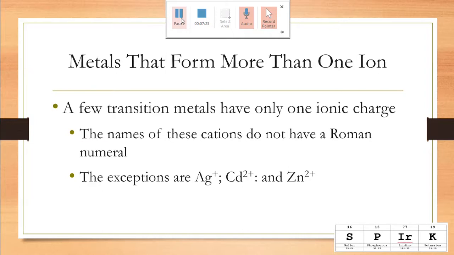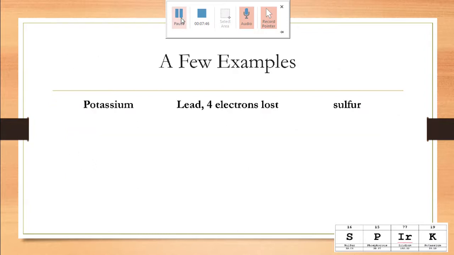A few transition metals have only one ionic charge, and the names of these cations do not have a Roman numeral. So the exceptions are Ag+, which is silver, cadmium 2+, and zinc 2+. So when we write these ion names, we just say silver ion, cadmium ion, and zinc ion. So let's go through a few examples.